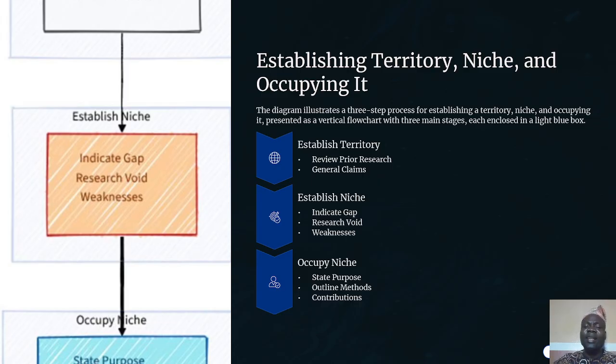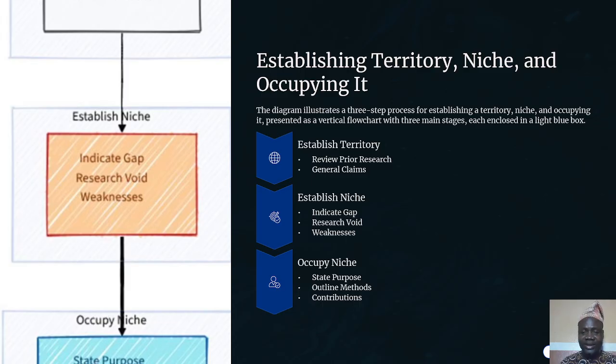And it is in this territory establishment that you would actually create a niche for yourself. That means creating a niche for yourself requires you to indicate the gap. So what is now undone that you want to do? What is the research void?